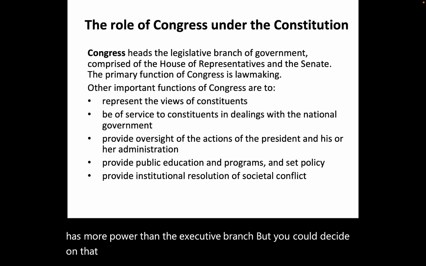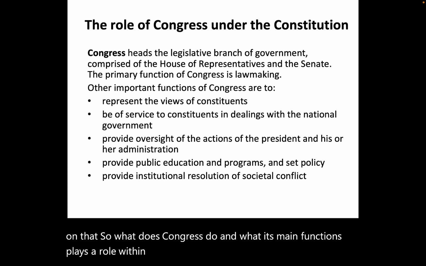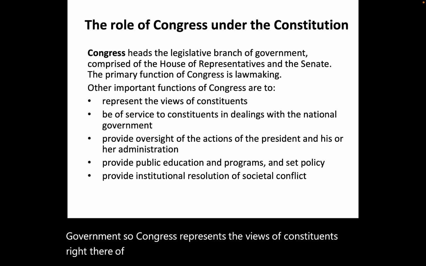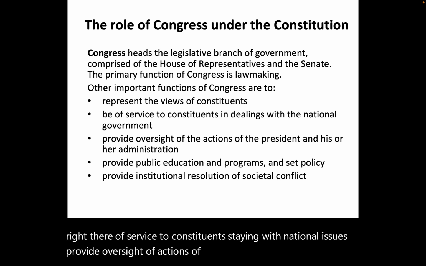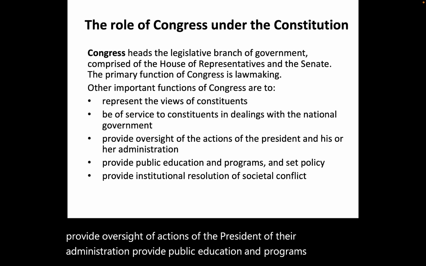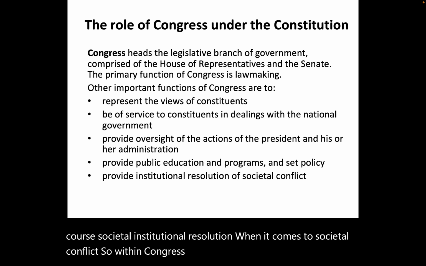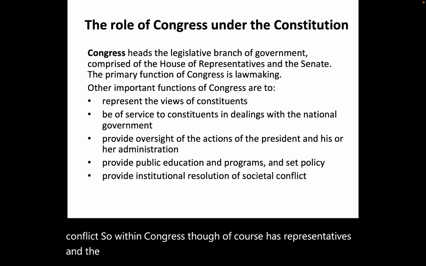So what does Congress do, and what main functions does it play within government? Congress represents the views of constituents, right? They're of service to constituents dealing with national issues, provide oversight of the actions of the president and their administration, provide public education and programs, and of course, societal institutional resolution when it comes to societal conflict. Within Congress, of course, the House of Representatives and the Senate also have different responsibilities.